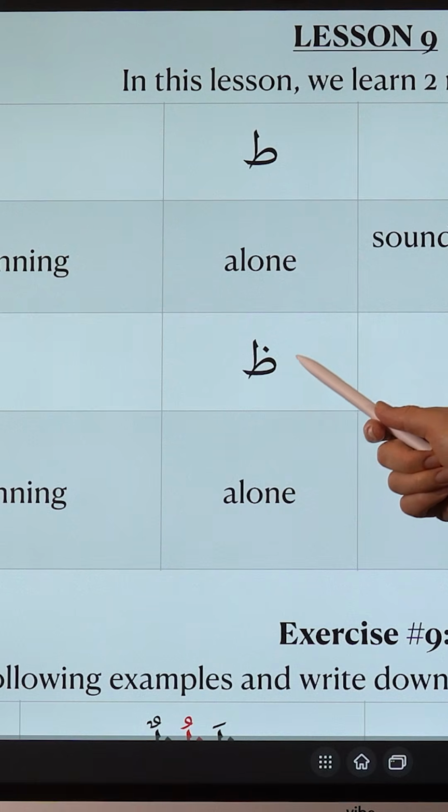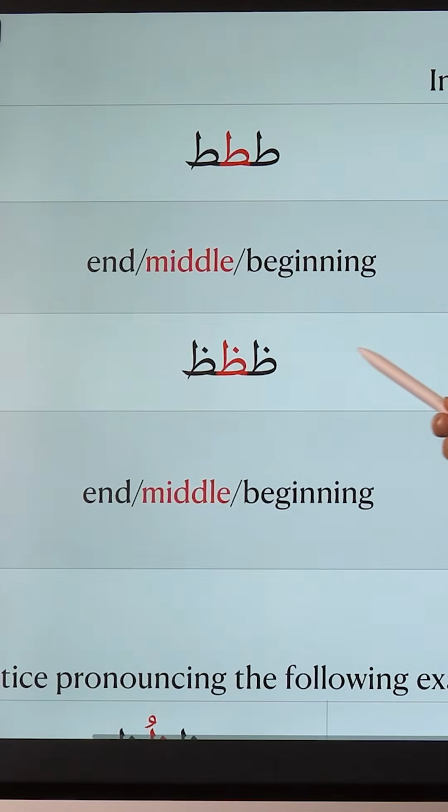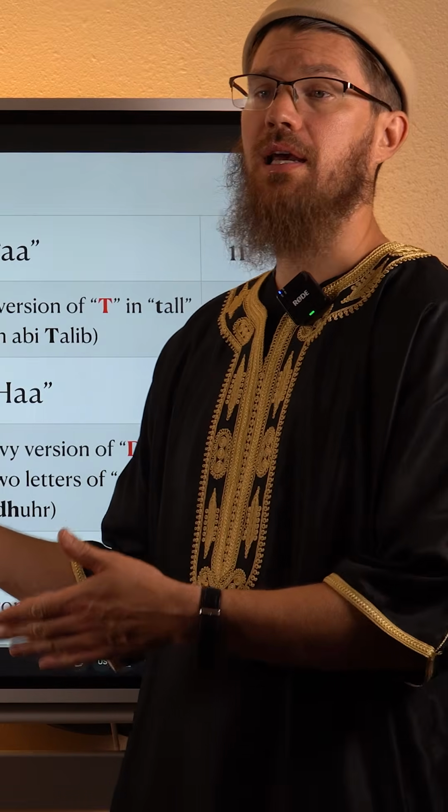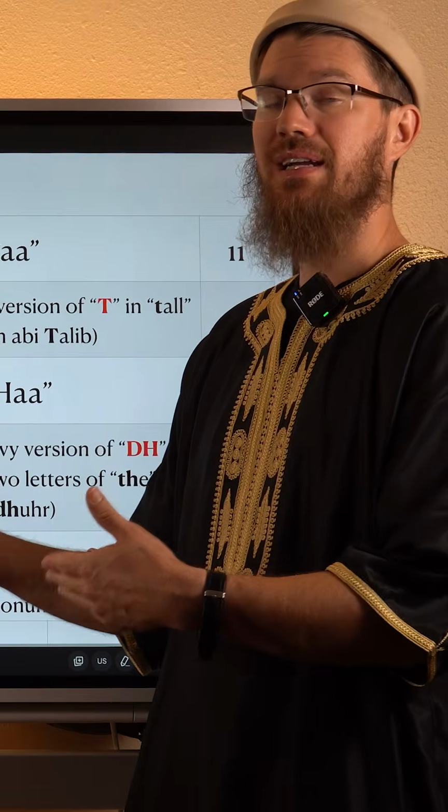So this is how the letter Dha looks alone, and this is how it looks in the beginning, middle, and end of a connection. So the next step is simply going to the exercise to practice identifying these letters.